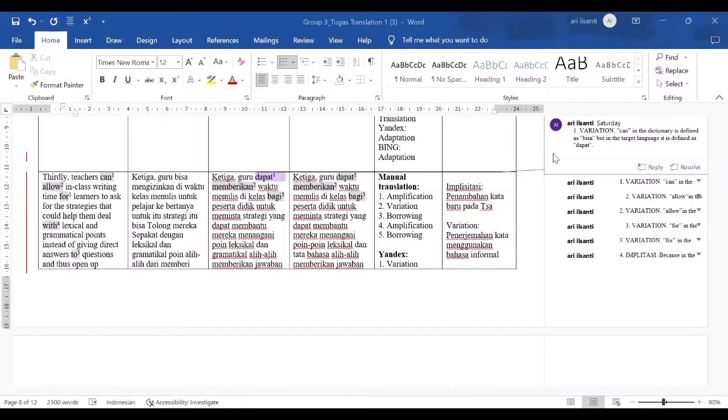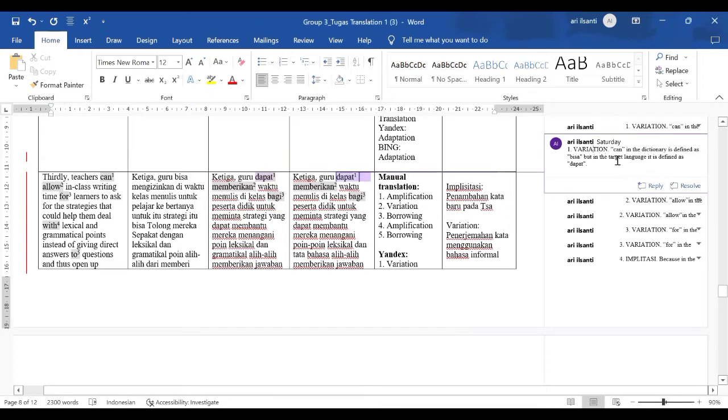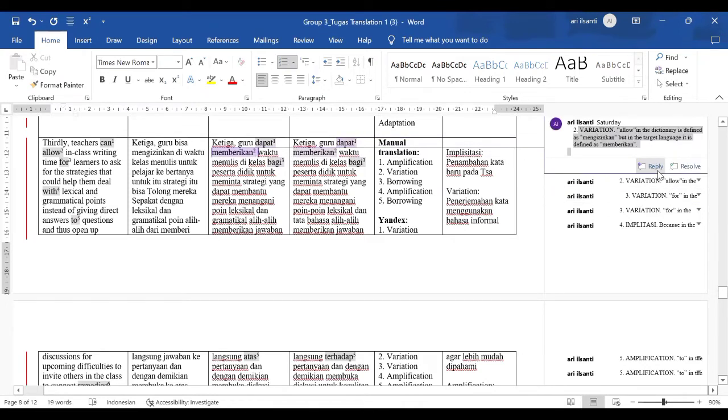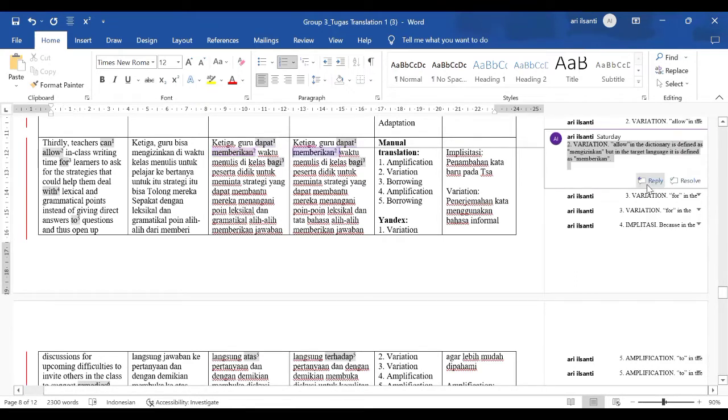Can, dapat, in Yandex translation is variation, because can in the dictionary is defined as bisa, but in the target language it is defined as dapat. It's also in Bing translation is variation, because can in the dictionary is defined as bisa, but in the target language it is defined as dapat. Next is allow. In Yandex translation is variation, because allow in the dictionary is defined as mengizinkan, but in the target language it is defined as memberikan. It's also in Bing translation is variation, because allow in the dictionary is defined as mengizinkan, but in the target language it is defined as memberikan.